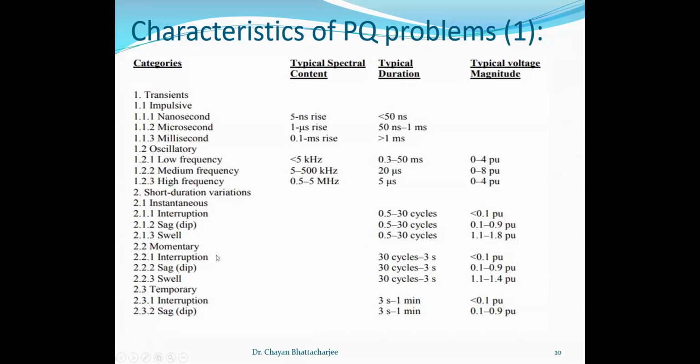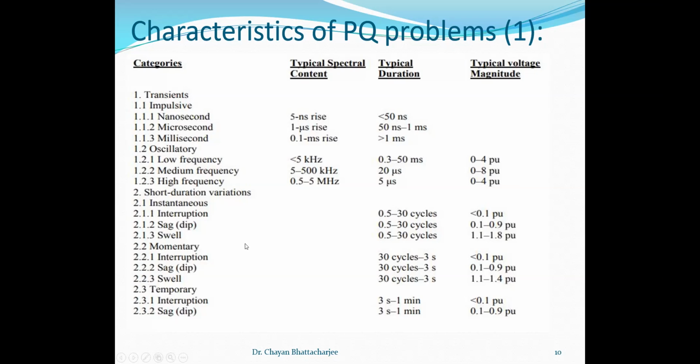Then comes momentary. For momentary, the duration is from 30 cycles to 3 seconds. The magnitude variations are almost the same. And then it is temporary. Temporary means from 3 seconds to 1 minute. That is the longest duration.